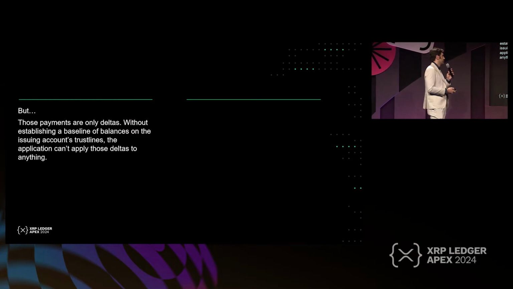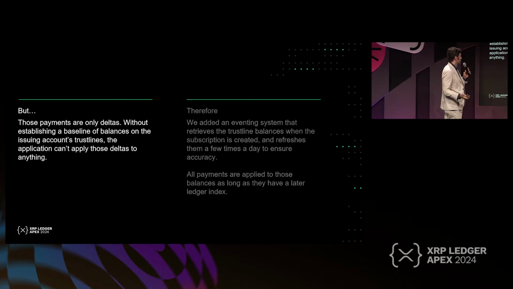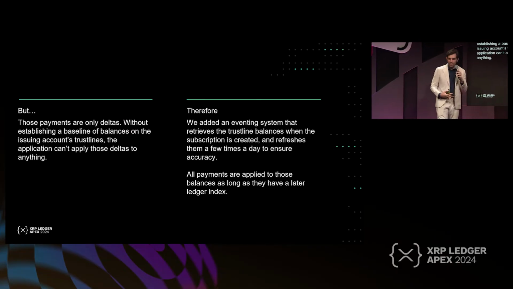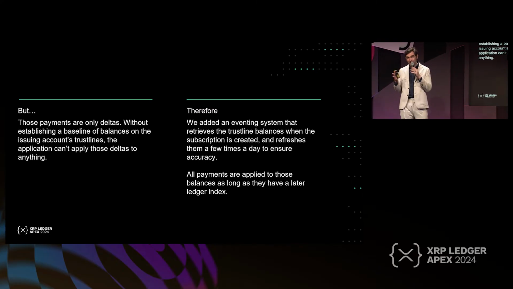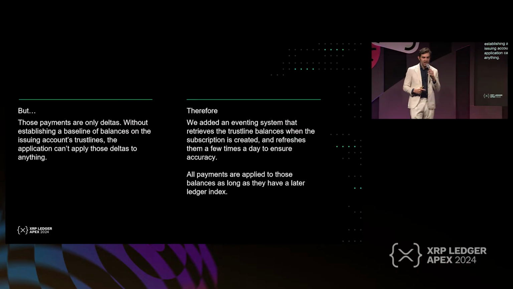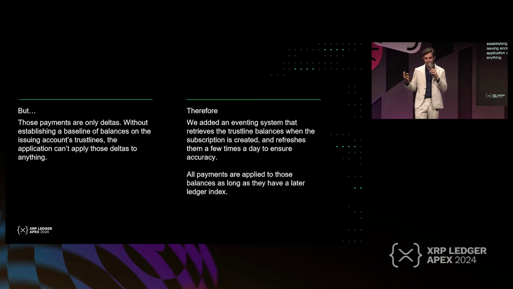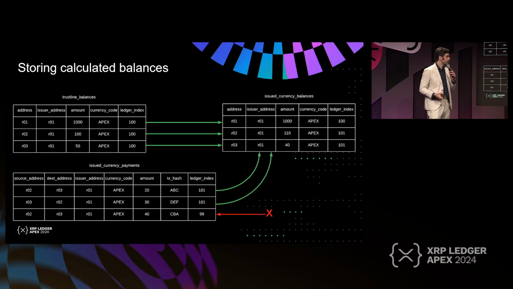Therefore, we added an eventing system that retrieves the Trustline balances when the subscription is created, and it periodically will pull them down again just to make sure that everything is accurate on our balance tracking. And then we apply payments to those balances as long as they have a later ledger index.